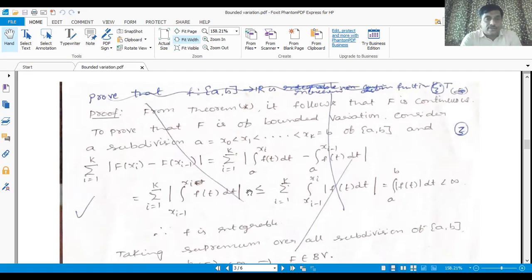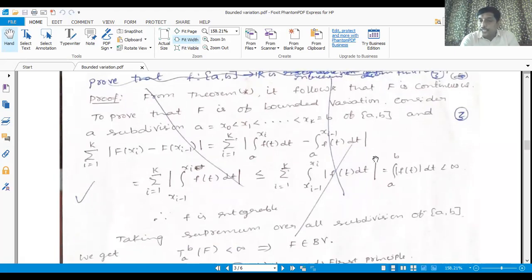On simplification, definitely, since the modulus is there, we can interchange the sum with respect to the integral. It is less than or equal to the summation, i running from 1 to k, of the integral from xi minus 1 to xi of mod f of t dt. Because we already know that f is an integrable function, it is finite. The integral from a to b of mod f of t dt is nonnegative, and finite means it is integrable.